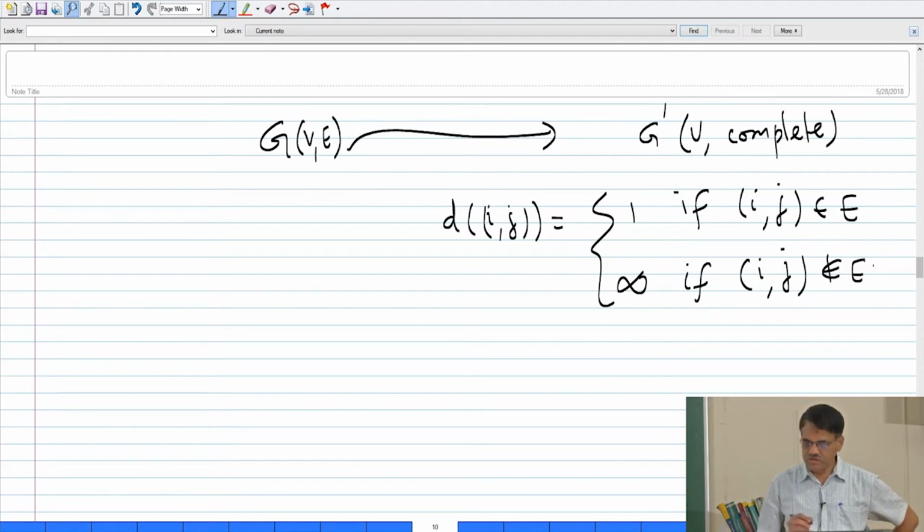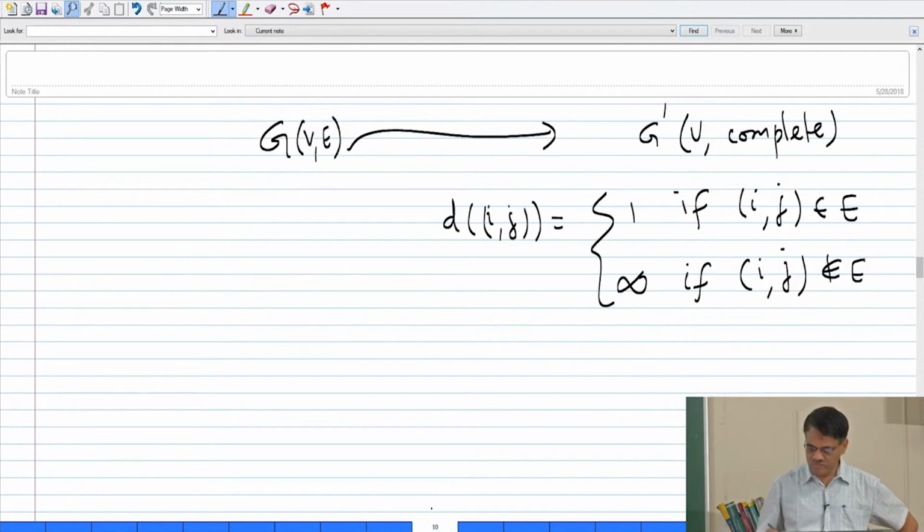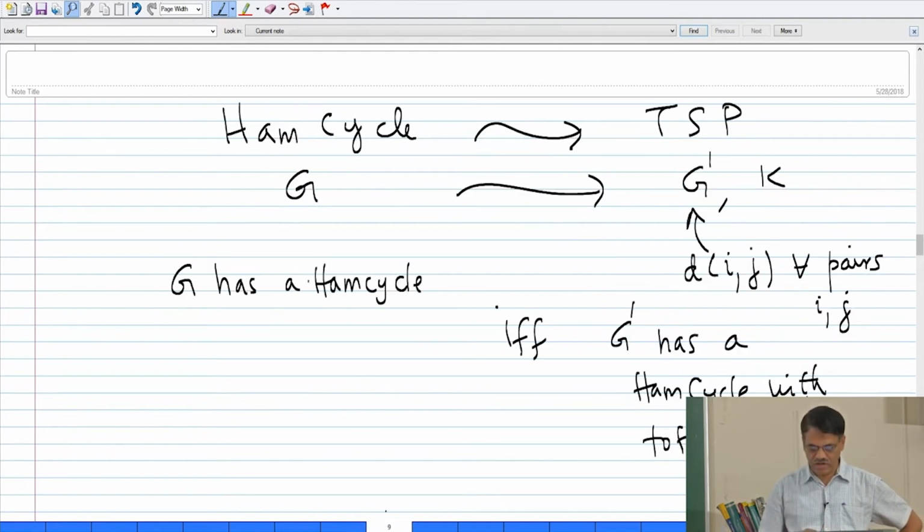Okay. Let us go back to my input. My input needs G prime, which needs weights, and a k as well. So you have to give me a k. What is k? n plus 1. And you are going to give me n plus 1. Right. What property do I want? This is the property I want.